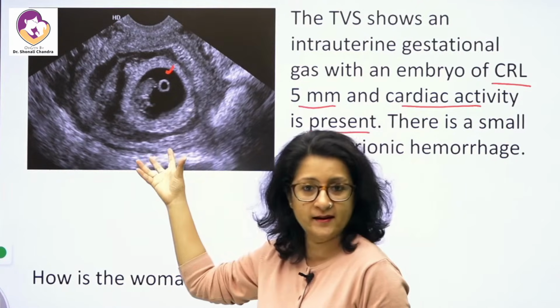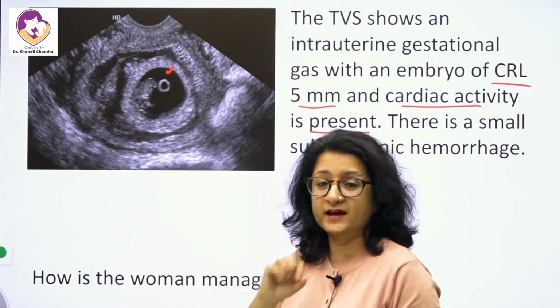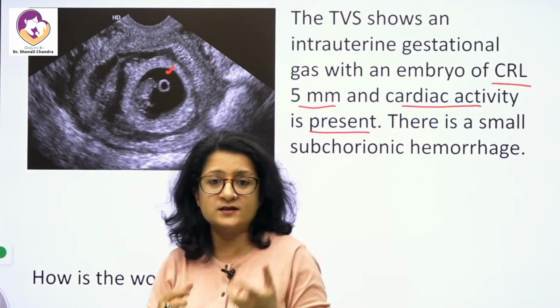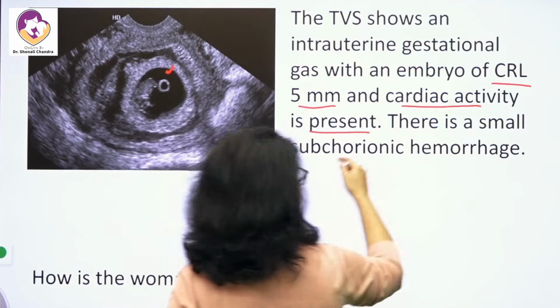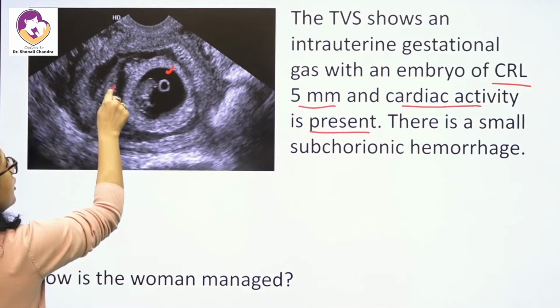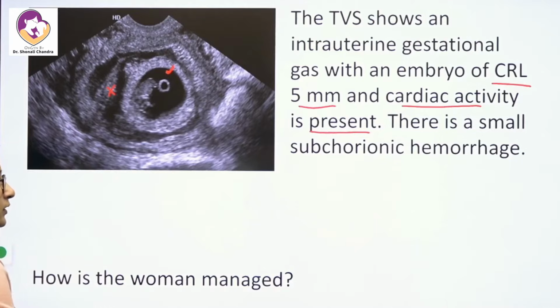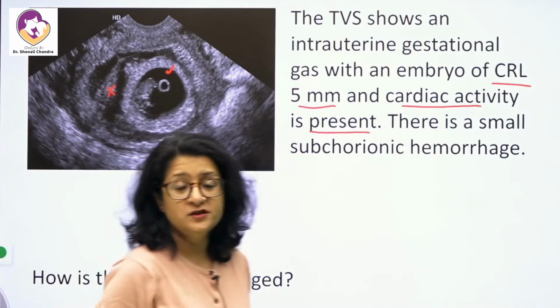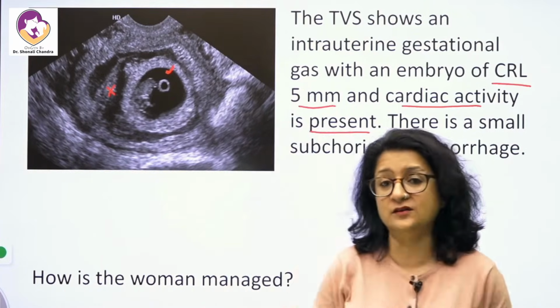Now, this is a diagram, right? Or this is a photo. So the cardiac activity I cannot show you unless, of course, it's a Doppler. But let's say that the cardiac activity is present, but there is a small subchorionic hemorrhage right here. So the diagnosis of threatened abortion is, in fact, confirmed.